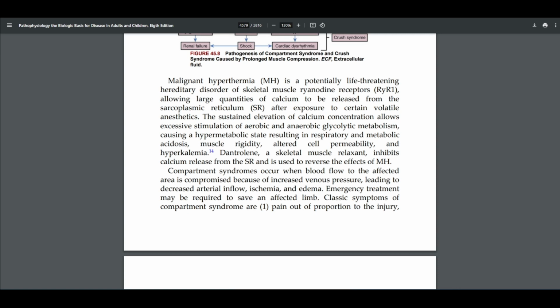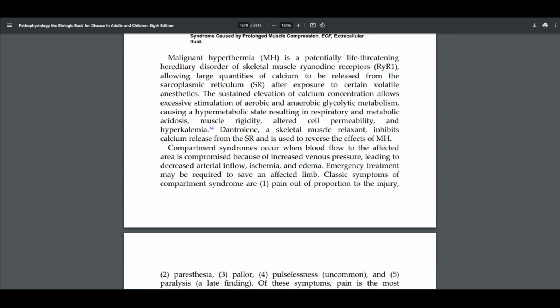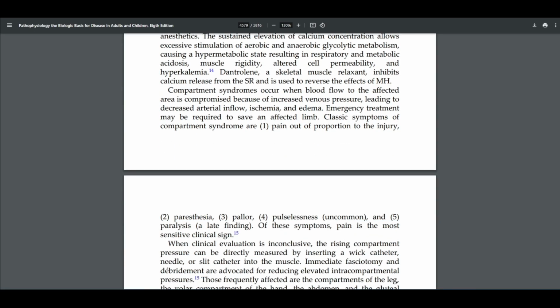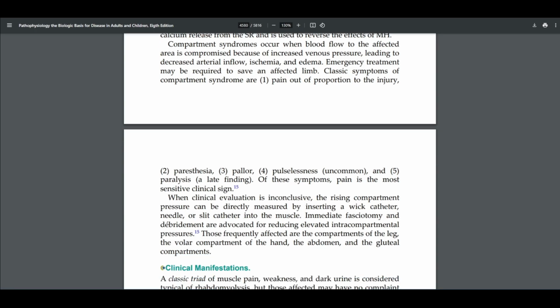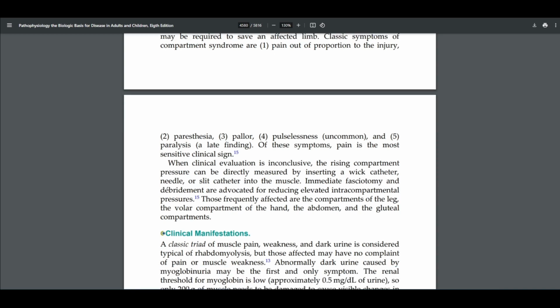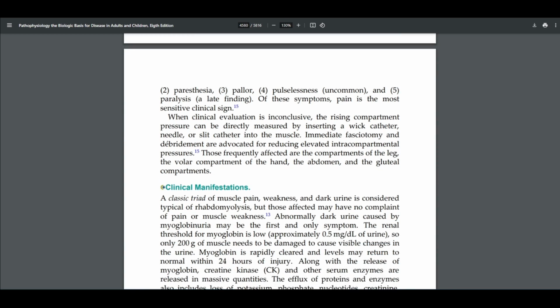Compartment syndrome occurs when blood flow to the affected area is compromised because of increased venous pressure, leading to decreased arterial inflow, ischemia, and edema. Emergency treatment may be required to save the affected limb. Classic symptoms of compartment syndrome are pain out of proportion to the injury, paresthesia, pallor, pulselessness, and paralysis. Of these symptoms, pain is the most sensitive clinical sign.